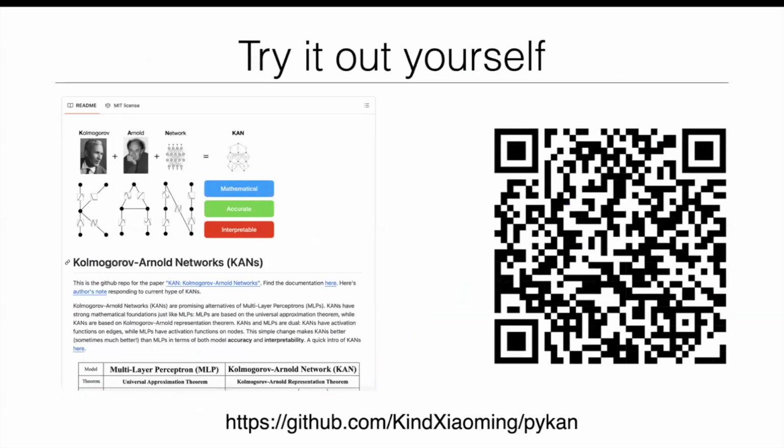So this is all I wanted to say about Kans. If you want to try them out, we have a GitHub repo where you can download it and just play with it yourself. There are Jupyter notebooks that introduce the idea for some data sets, so you can just start playing with them.